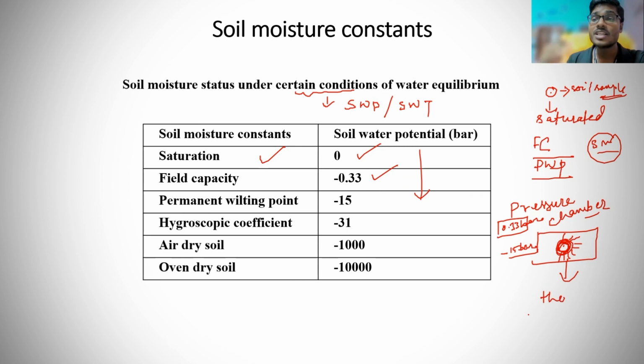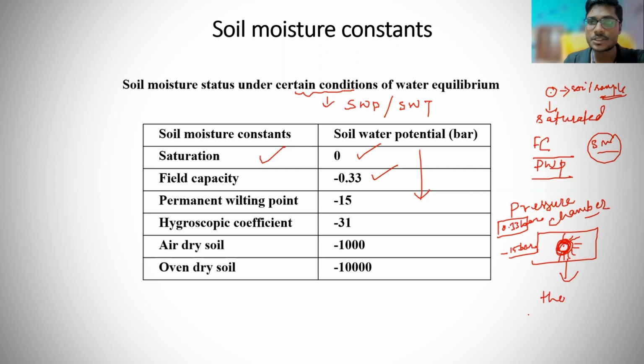So how are these soil moisture constants used? Because if we only know the soil moisture content, we cannot classify the soil water. So for classification purposes and for practical utility, we use the soil moisture constants. Now we'll see how these soil moisture constants help in determining the soil moisture content and classifying the soil water.